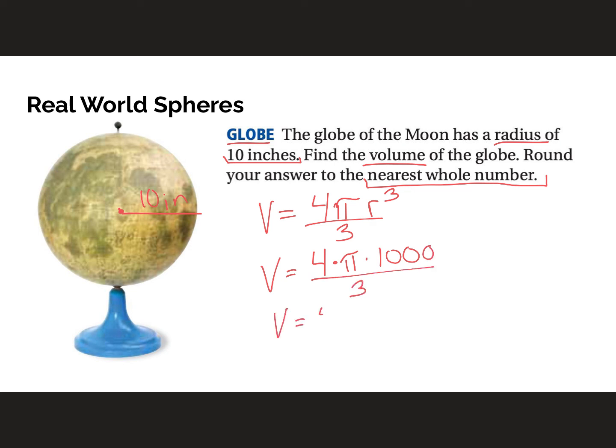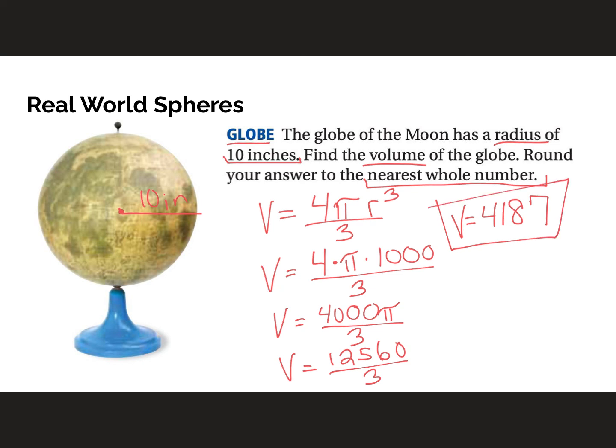So my volume equals 4,000 pi divided by 3. So 4,000 times 3.14 gives me 12,560. And I need to just divide that by 3. And that gives me a volume of 4,186.6, which means instead of doing the whole number, it's going to be 4,187. So that's the volume of my globe.